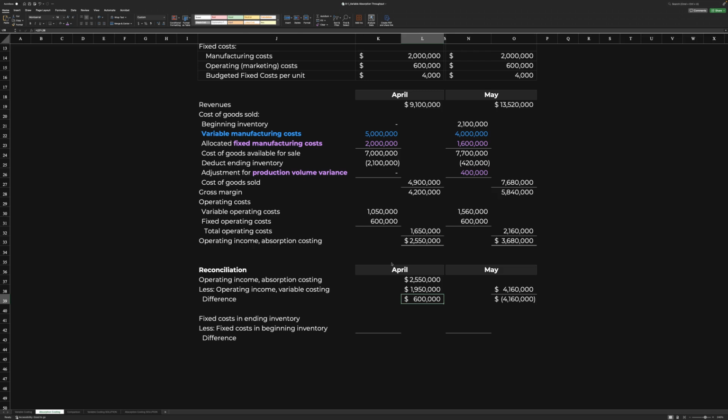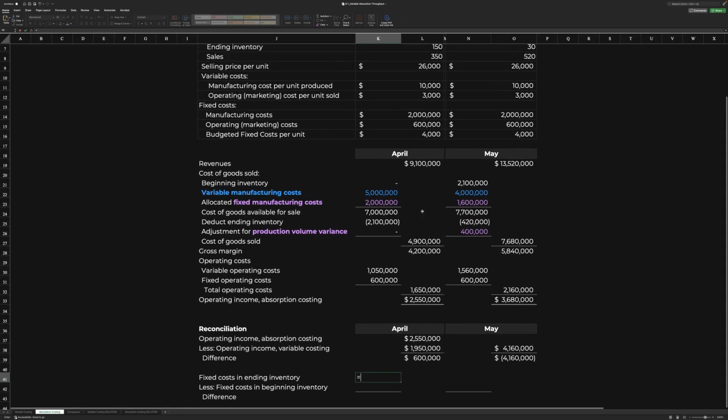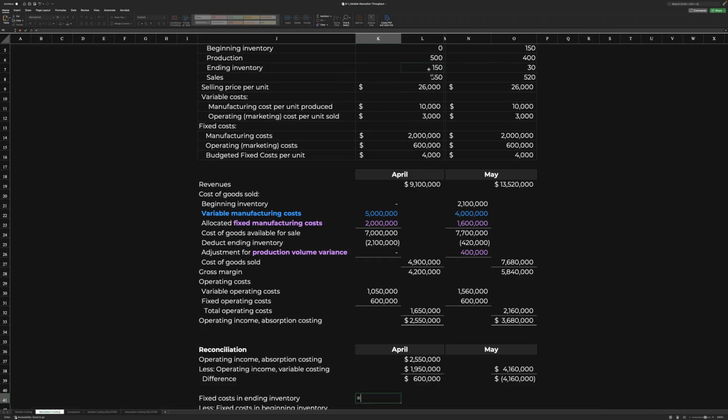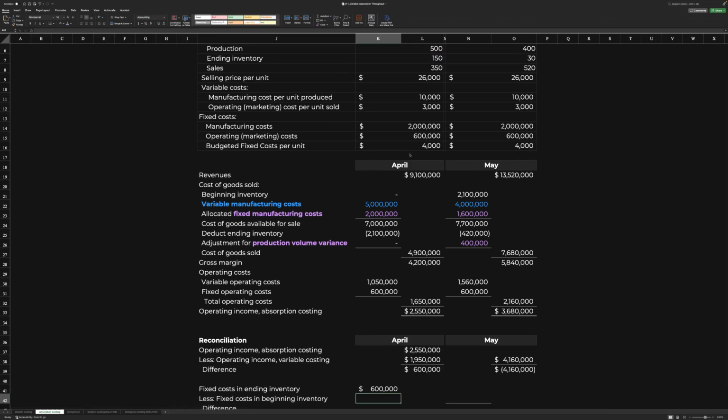How do we reconcile that difference? Well, let's take a look at the fixed costs in ending inventory in the month of April. In the month of April, we have fixed costs of ending inventory that we can calculate. We know that there's 150 units in ending inventory. We can multiply that by the budgeted fixed cost per unit, and we get $600,000.